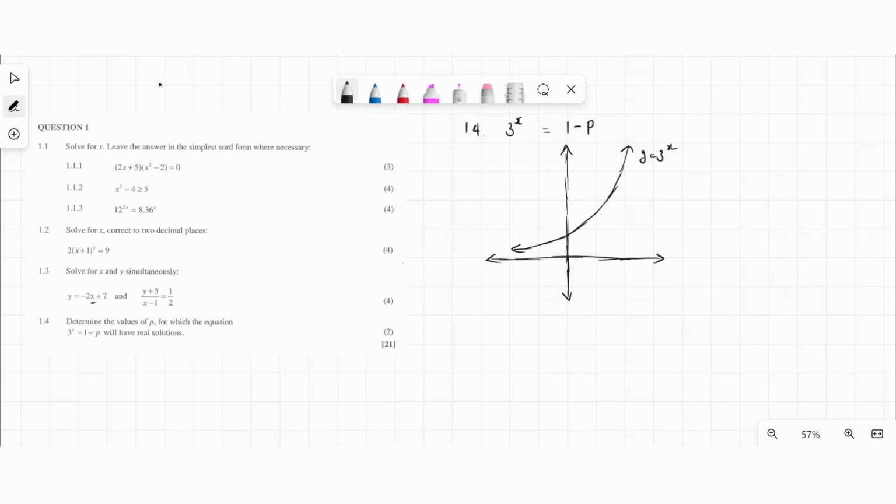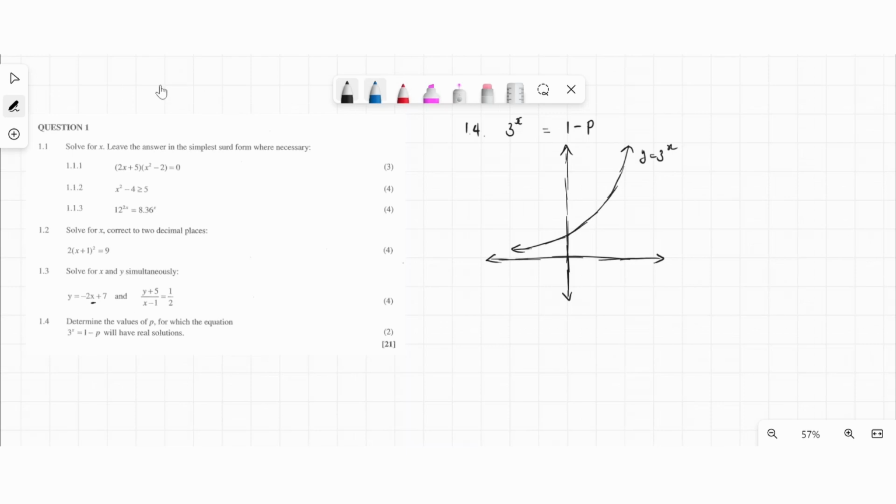As we see, I've sketched the exponential graph, that is y is equal to 3 to the power x, right? So the reason why I've sketched it down, they say determine the value of p for which the equation, then they give us that 3 to the power x is equal to 1 minus p, will have real solution. What does it mean, real solution? Meaning the graph needs to exist. In simple terms, where the graph exists.